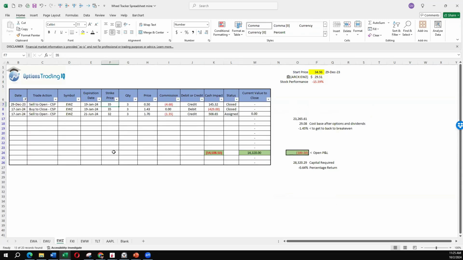So basically I sold the initial puts at 35 for a January expiration. As we got close to January expiration, I think it was slightly in the money. So rather than taking assignment, I actually bought them back. So that's that piece there.